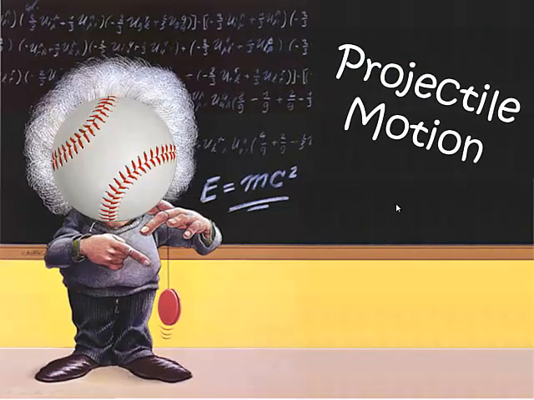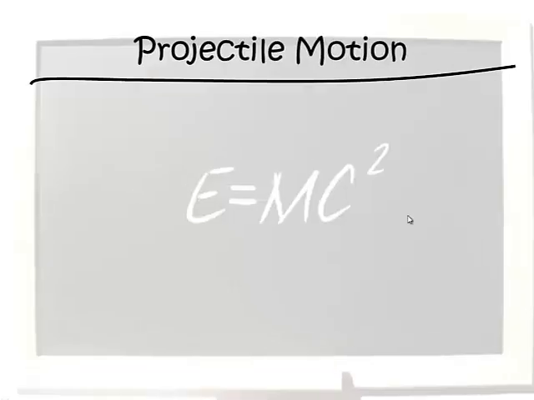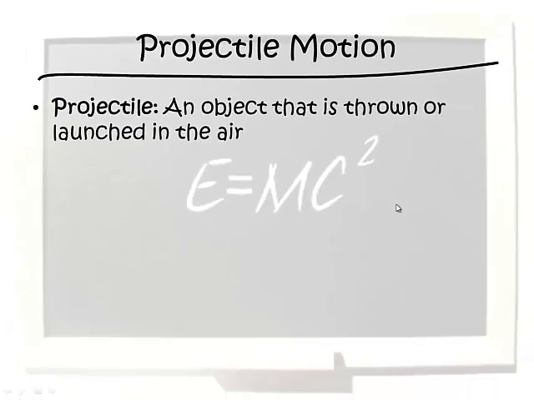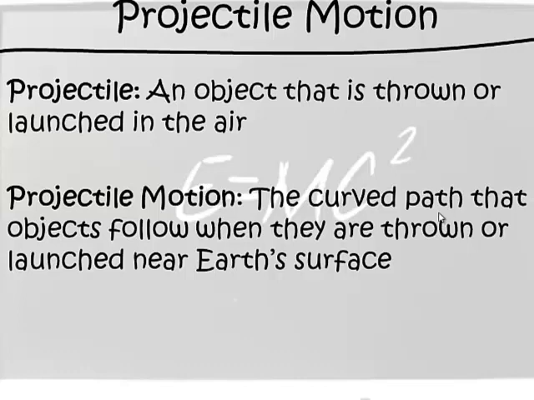So, that is a projectile. Let's talk about projectile motion. First of all, a projectile is an object that's thrown or launched in the air. Instead of going straight up and down like an object in free fall, we now also have a horizontal component to it. Projectile motion is simply the path that those objects take once they're thrown or launched.